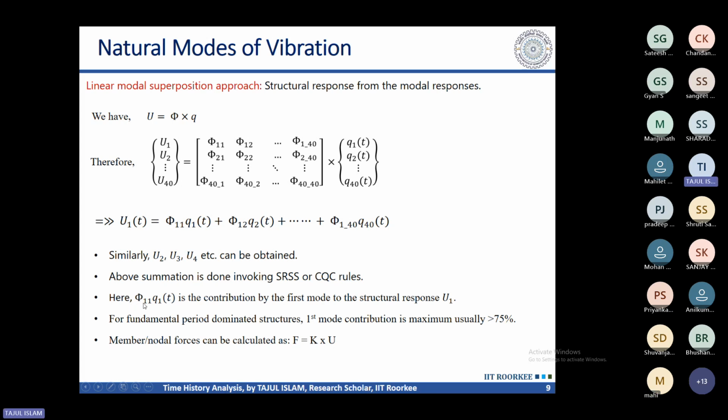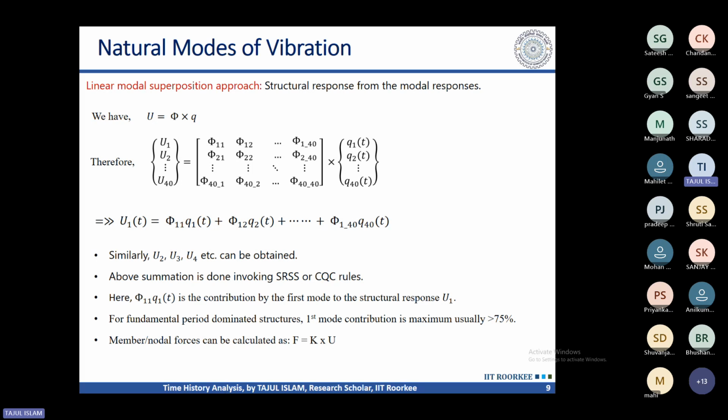Just for the example, phi 11 in this expression multiplied by Q1 is the contribution by the first mode to the structural response. As I said, this is your structural response, and this is the contribution to this response by the first mode. Similarly, this is the contribution by the second mode, and like that. Then like this you get the story deformations or other deformations. If you are considering all the degrees of freedom, similarly you will have other deformations also. So once you get the nodal deformations, you can analyze your structure by knowing the boundary conditions, which are nothing but the nodal deformations.